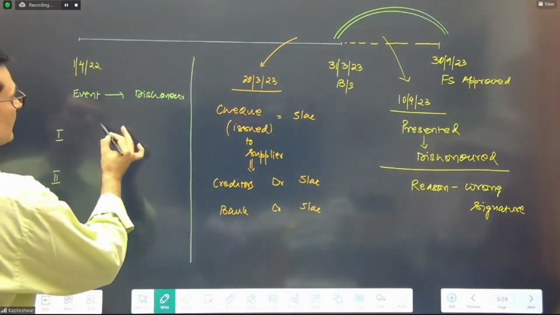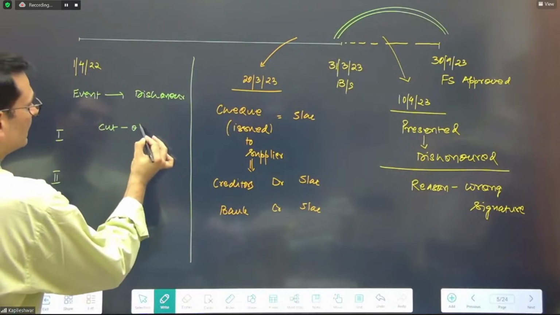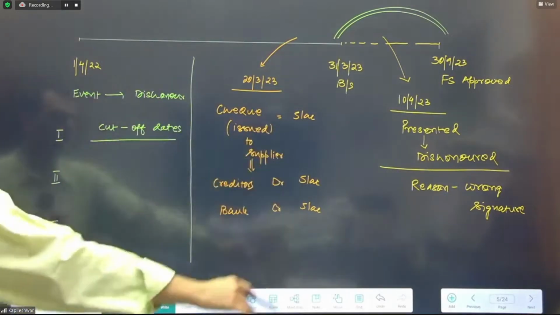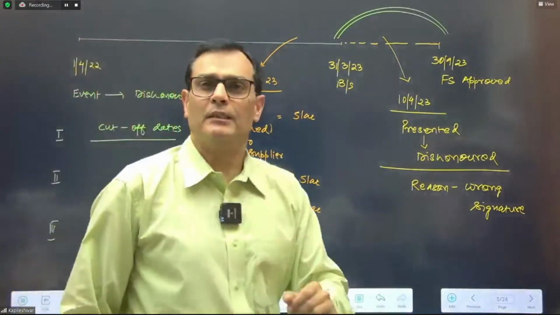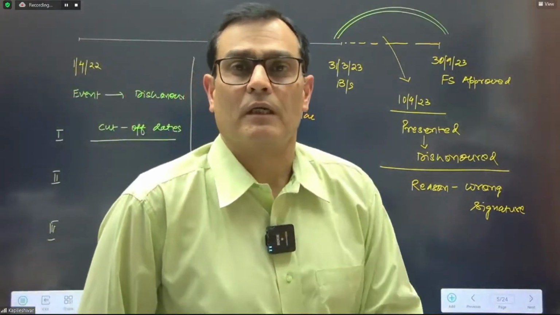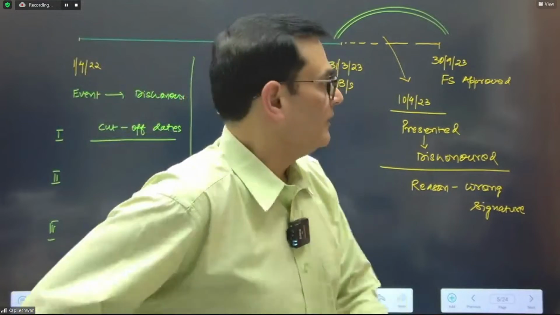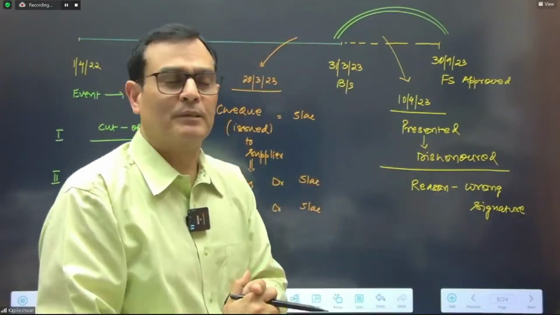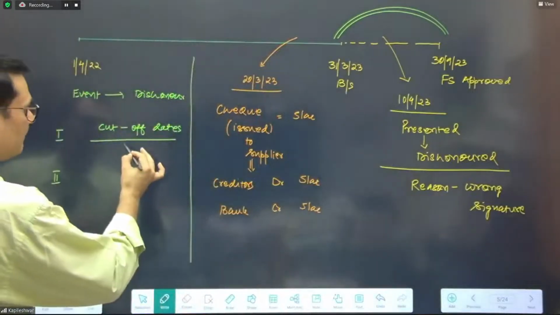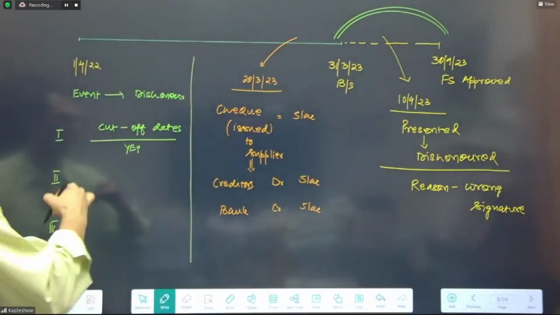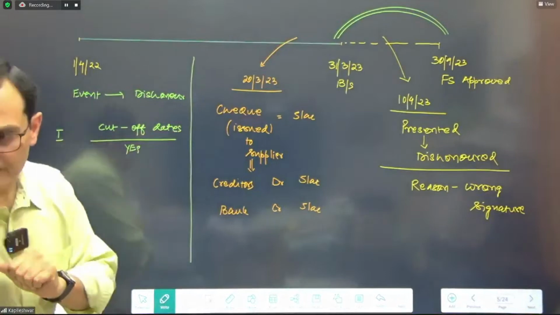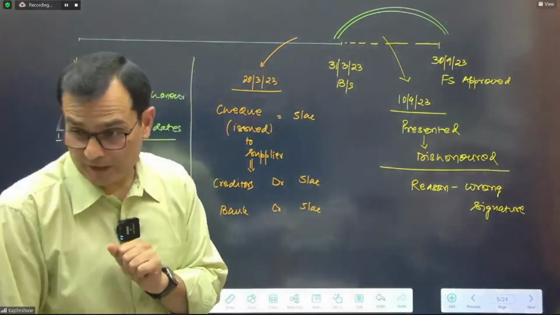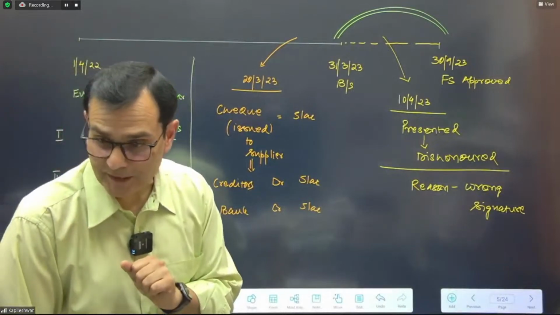Number 1, did the event take place between the cut-off dates? Undoubtedly, yes. The dishonor took place between 31st March and 30th September. So the answer is absolutely a yes. It was within the cut-off dates. I think that is correct. Wonderful indeed.